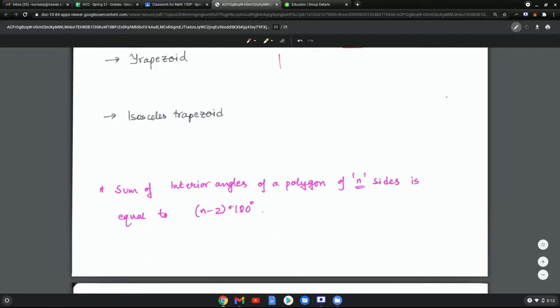A result that we will be talking about or using is that the sum of the interior angles of a polygon of n sides is equal to n minus 2 times 180. Example, if you take a quadrilateral, that means 4 sides. So something like that. So this is angle 1, this is angle 2, angle 3, and angle 4, then angle 1 plus angle 2 plus angle 3 plus angle 4 is n, which is 4 minus 2 times 180 degrees. 2 times 180, which is 360 degrees.